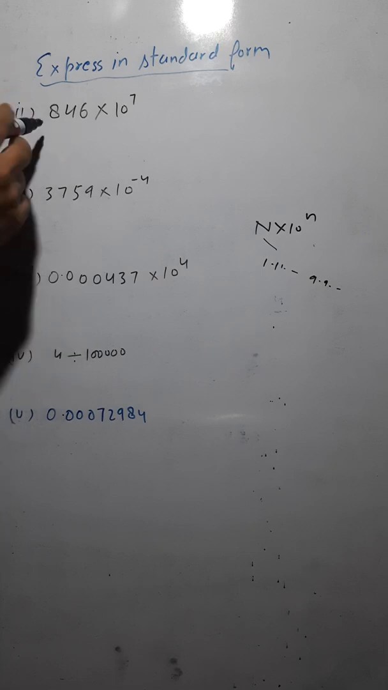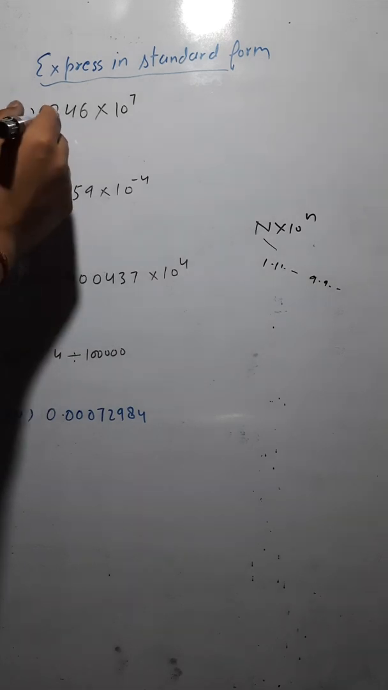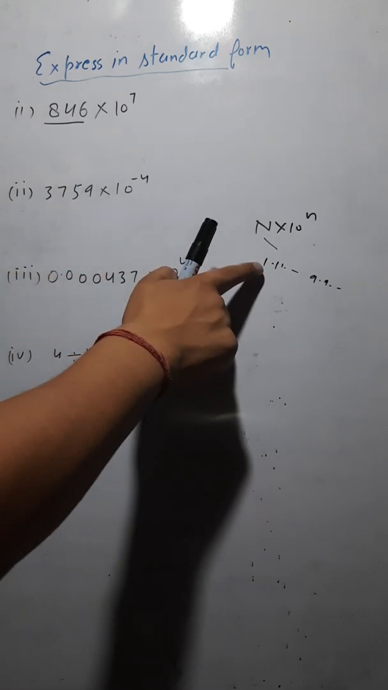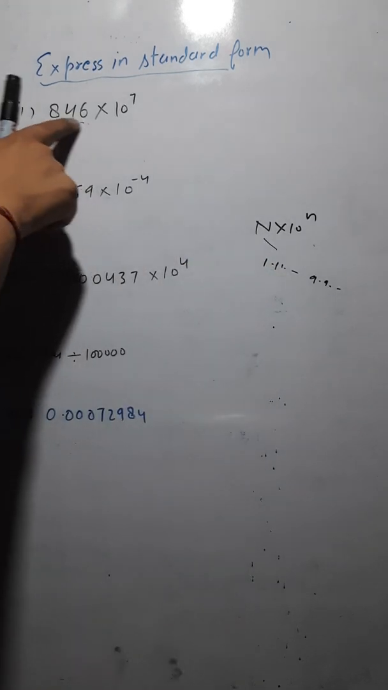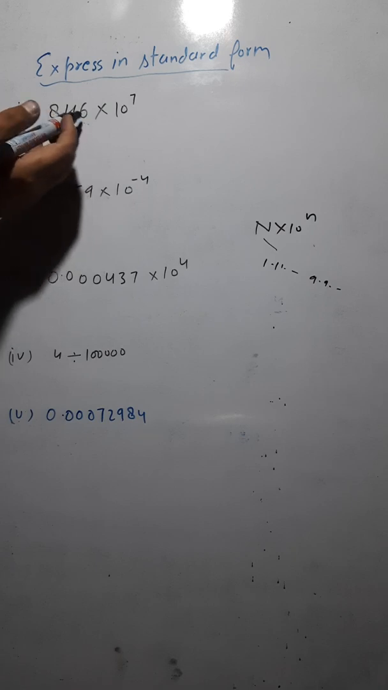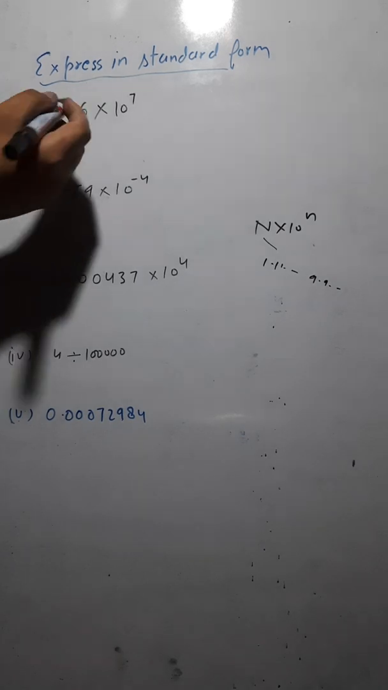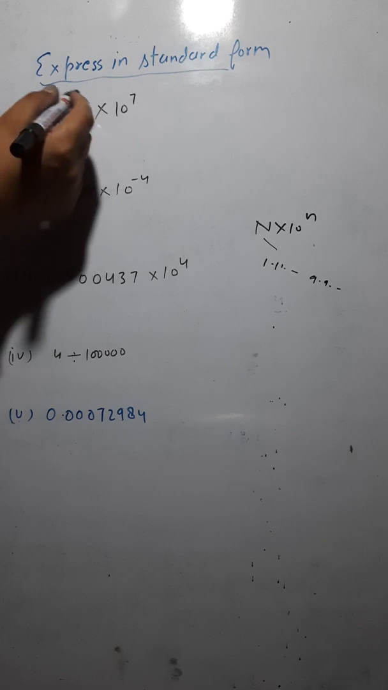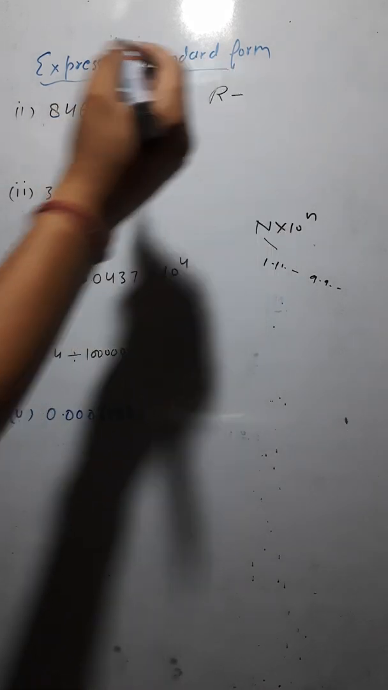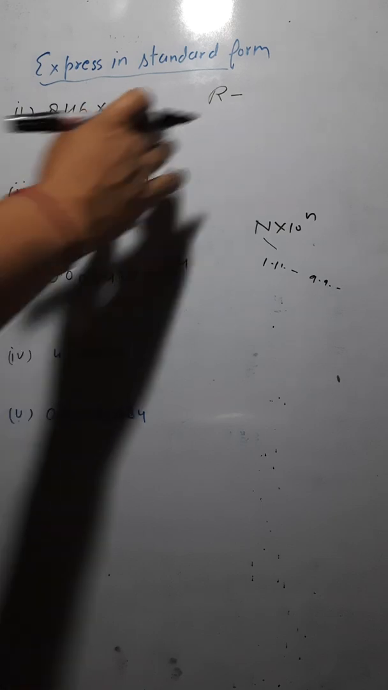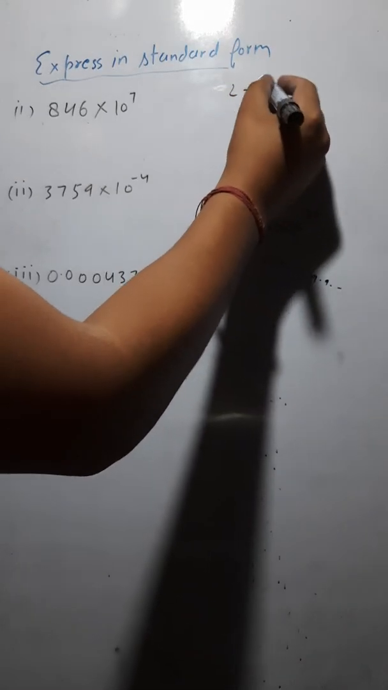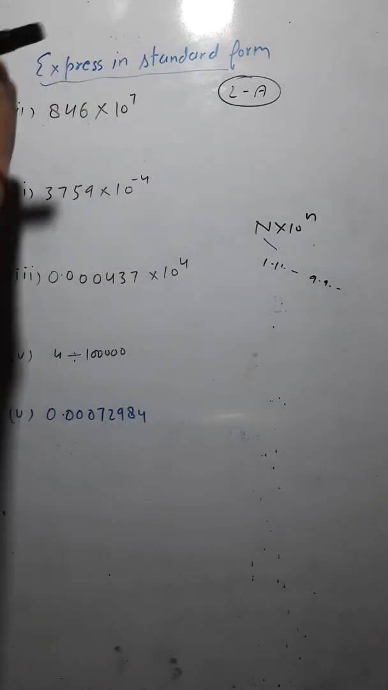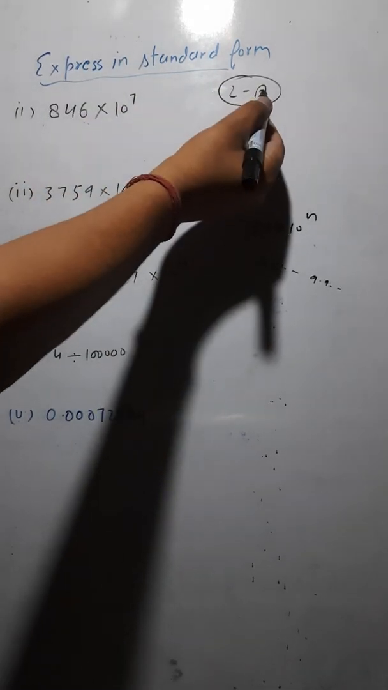So this is 846, so the number that you are going to write should be between 1 and 10, means ranges from 1 to 9. If you are to express this in standard form, then you have to move the decimal from right to left. When you are shifting the decimal towards the left, then at that time you are to add to the power.